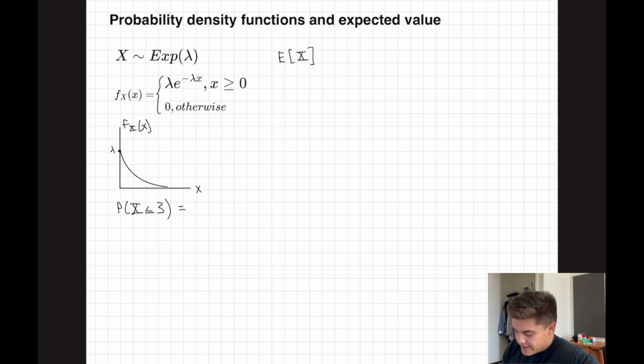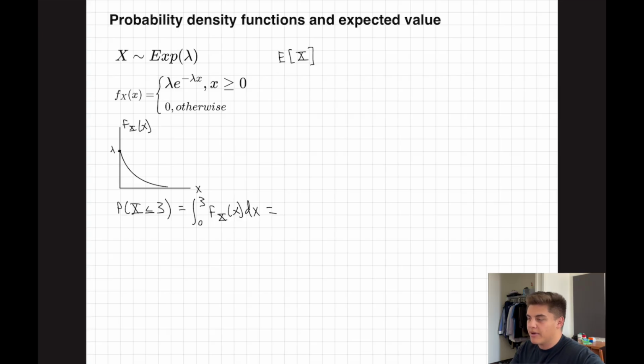To solve that, since we have our PDF defined as an exponential random variable, it's only valid from 0 and beyond. We go down from 0, and then we go up to 3, and then we simply integrate the probability density function. And this would get the probability of, let's say, a light bulb lasting at most 3 years, something like that.